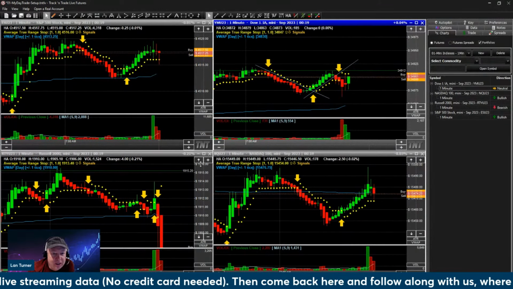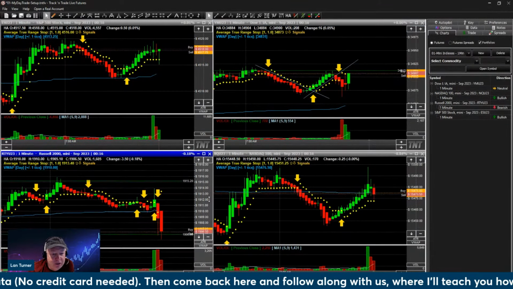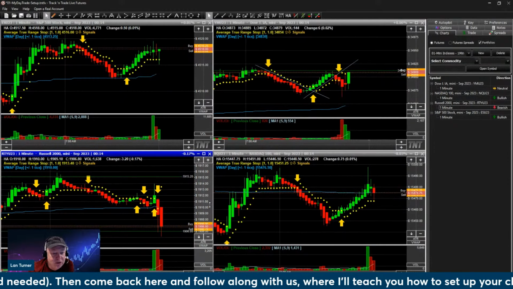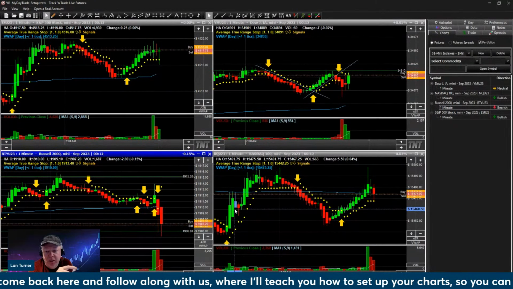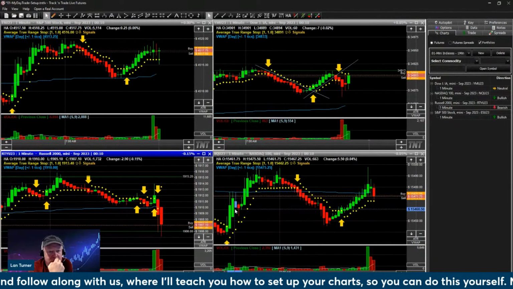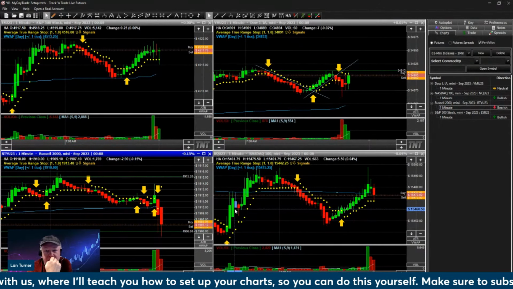But look at the Russell. Holy cow, that thing's dropping like a rock. Now remember, the Russell 2000 is the 2000 small caps. So they're small stocks, small cap stocks.